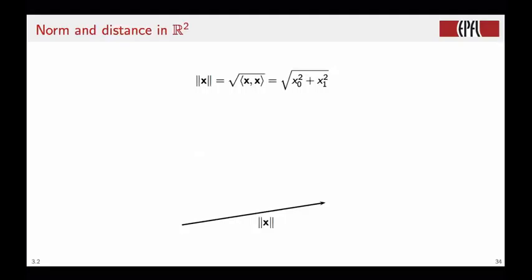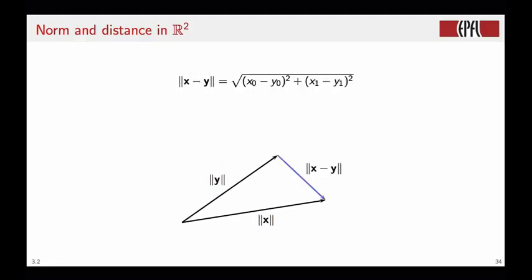And let's look at this in R2 as usual. So the norm of x, the square root of the inner product, of course, is simply the square root of the first entry squared plus the second entry squared. Very natural. Okay, so we have x, we have its norm, we have y, we have its norm, defined the same way, and we have the length of the difference here, the norm of x minus y, which is the distance between the tips of the two vectors.